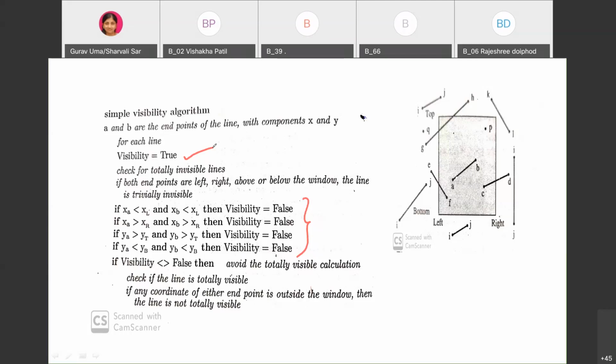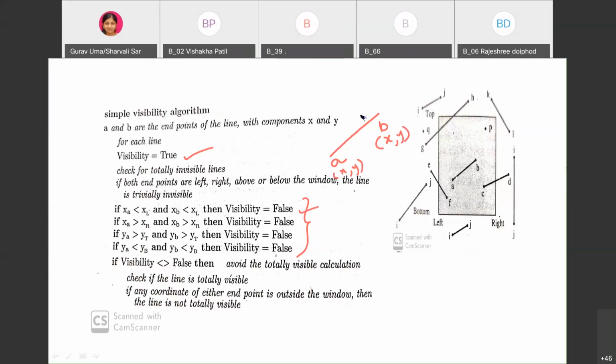So now in this case, one line is given having endpoints A and B, with coordinates x and y. So this is the line AB having components x and y. Now check the first condition for an invisible line. If xa is less than xl and xb is less than xl, now tell me, where will that line be?